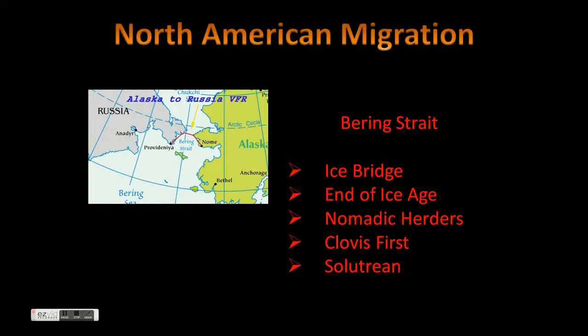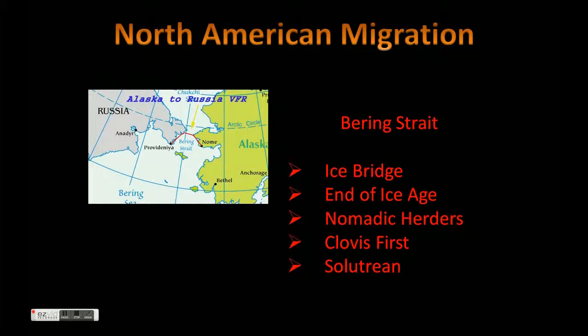With North American migration, we were looking at how people first came to North America and how North America actually got populated. And one of the things that we looked at is with the Clovis first theory, people came by land. How did they come by land? They came through the Bering Strait. And as you can see right here, this is open land. This is open water. Back during the end of the last ice age, this was covered in ice, so people were able to walk right across this land bridge.